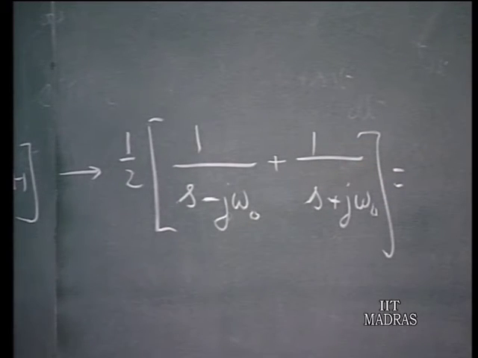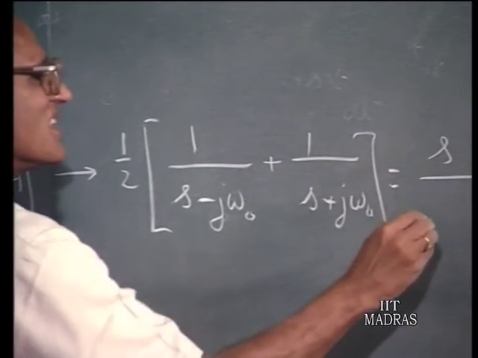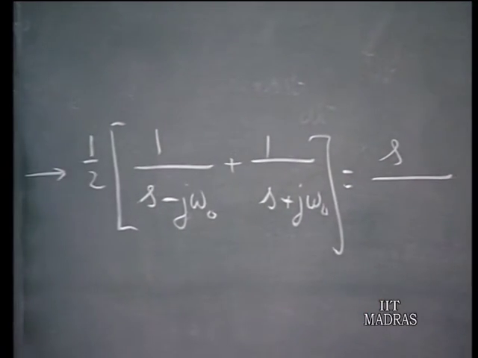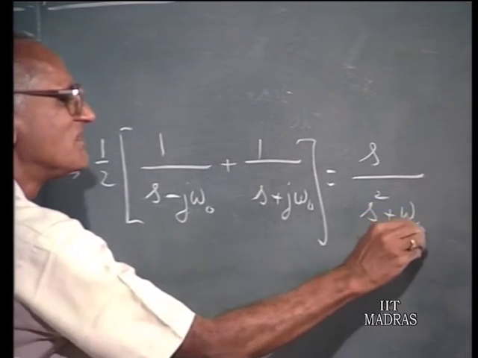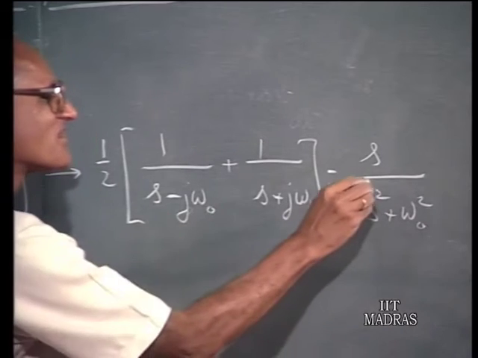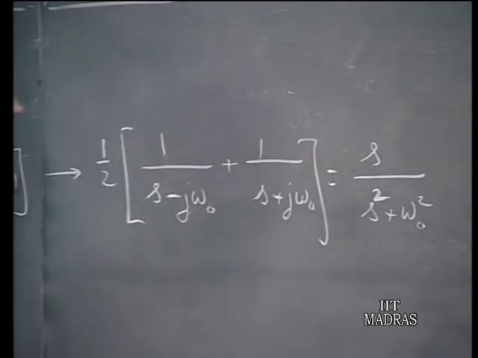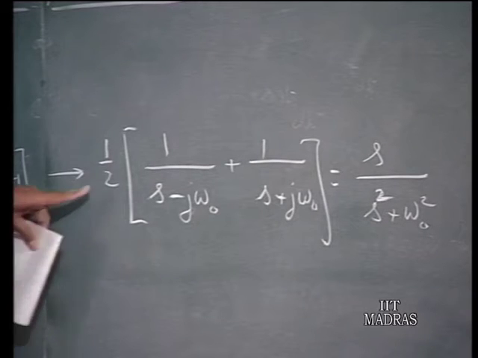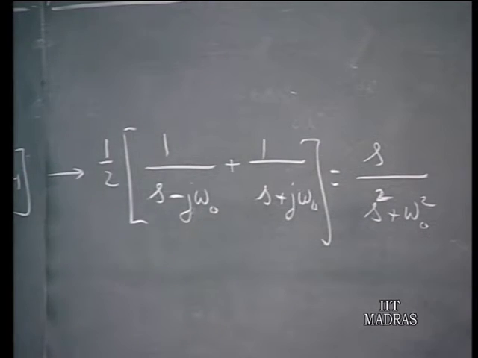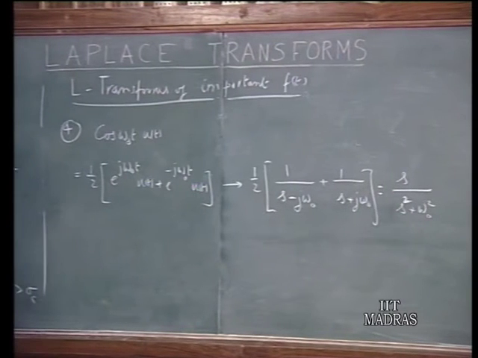So, if you complete this, when you rationalize, the denominator will become s squared plus omega naught squared, and the numerator will be 2s, and dividing by 2, this becomes s over s squared plus omega naught squared.